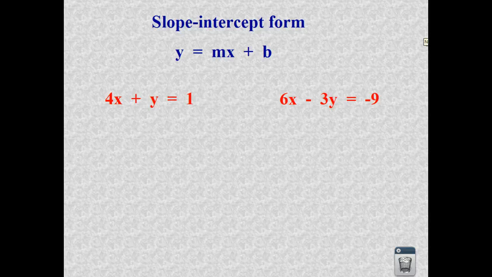Okay, slope-intercept form. Up to this point, we have talked about standard form. We've taken function tables, had some input values and some output values, and we were able to graph the ordered pairs to create these linear equations, these lines on a grid. We also talked about finding intercepts and graphing lines using two intercepts, the x-intercept and the y-intercept.